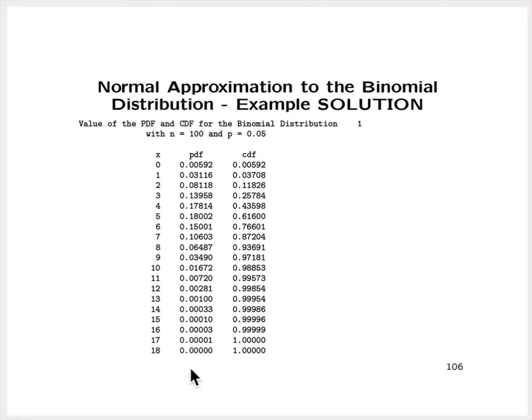Now, if we were to show more decimal places, we would see that values of the PMF are a little bit bigger than 0, and the values of the CDF are a little bit less than 1. But to 4 decimal places, this is as far as we need to go.